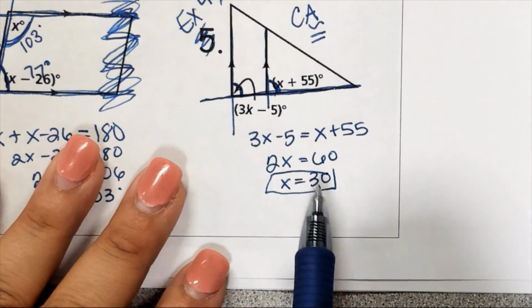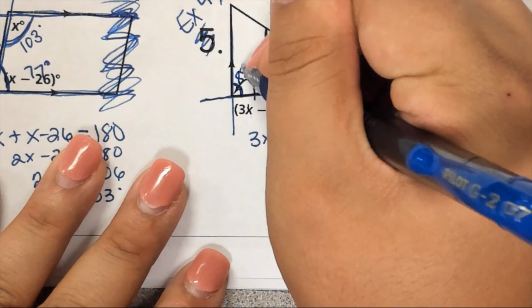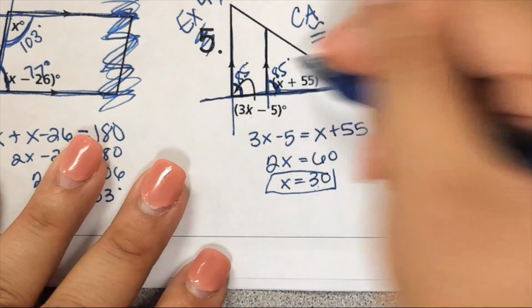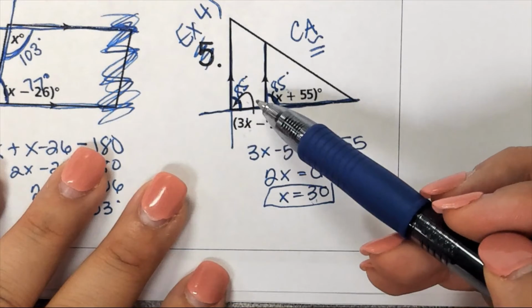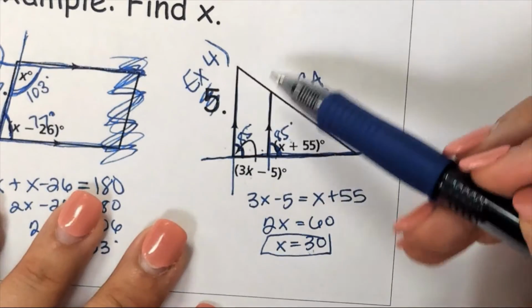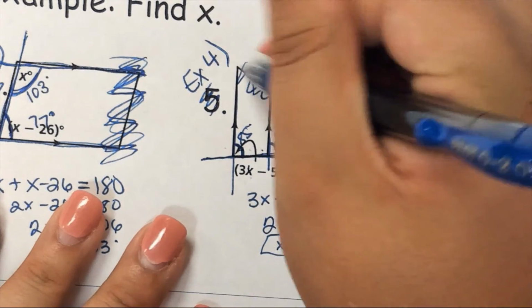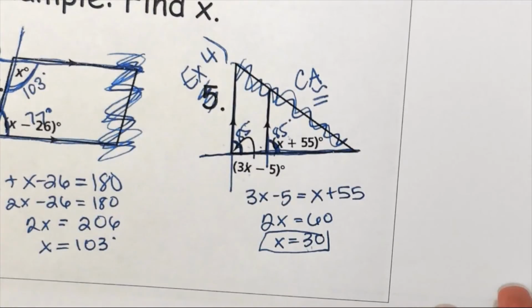And then to find each angle, 3 times 30 is 90, minus 5 is 85. 30 plus 55 is 85. And doesn't that make sense that they should equal? And then you could also find this angle right here, or this. I can't find anything right here because that line is not parallel.